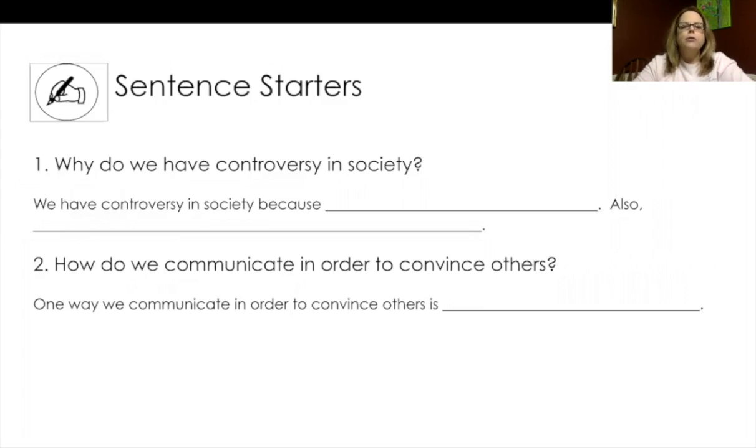So how do we communicate in order to convince others? Well, one way we communicate in order to convince others is we write. I mean, what do you do in the English class or your ELA class? You write. We have to write every day in my class. So that is one way. And then another way is through our speech. Sometimes we'll do Socratic seminars in my class, and that's when you talk about what you're thinking with your ideas. And this is a good way for you to convince others to your way of thinking.